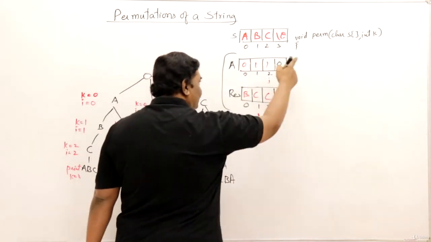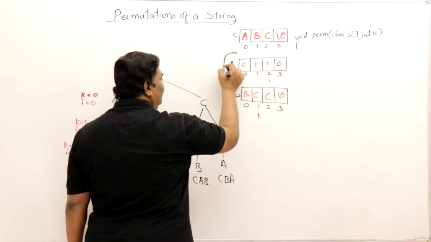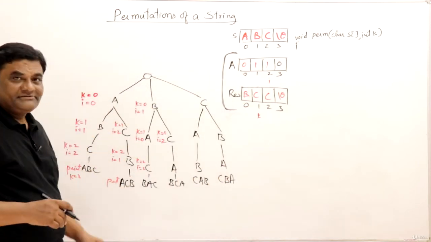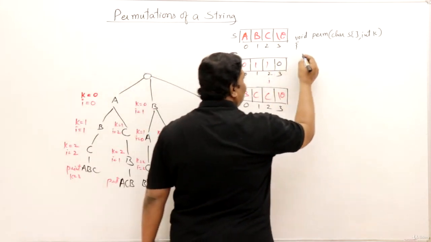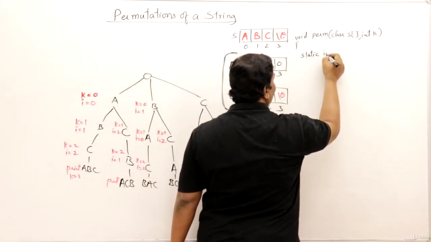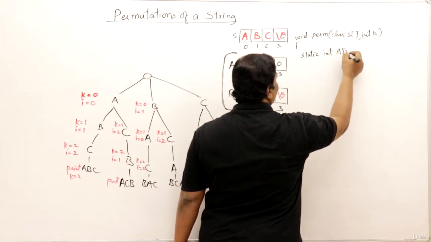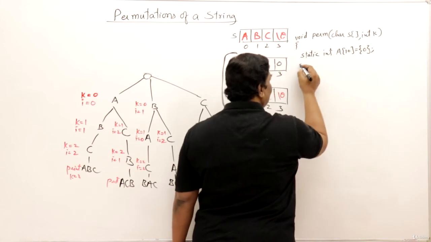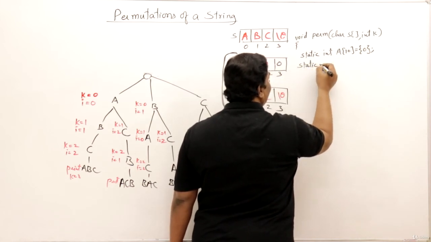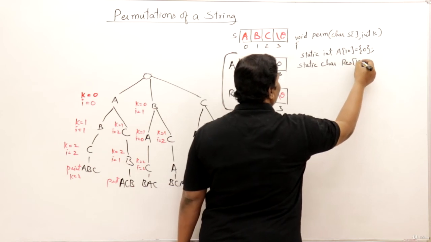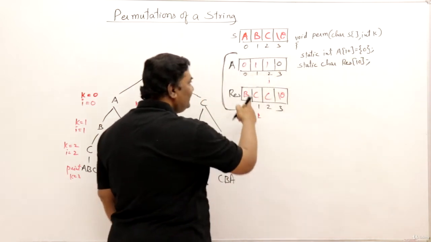Then inside this function we need these two arrays which must be permanently there. In every call they must be present, so I should declare them as static. If you declare anything as static, then it will be available for all function calls. So I will take an array A of size 10 initialized with 0, and also a static character type array as the result, also of size 10. So these two I have taken.